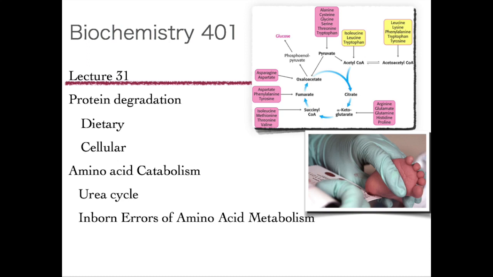Biochemistry 401, Lecture 31. Today we're going to talk about protein degradation. We'll begin with dietary proteins and then work on to cellular proteins. We're then going to talk about amino acid catabolism. This includes the urea cycle. We're then going to finish with inborn errors of amino acid metabolism.